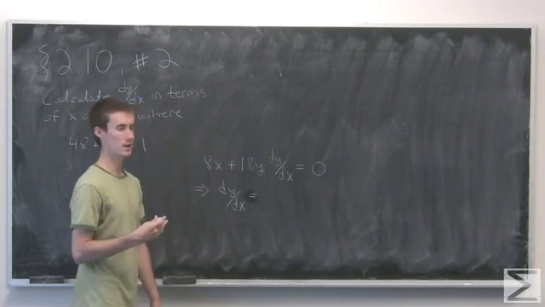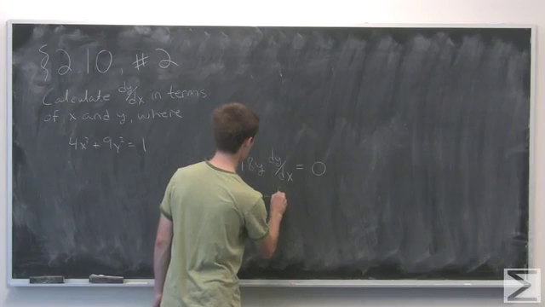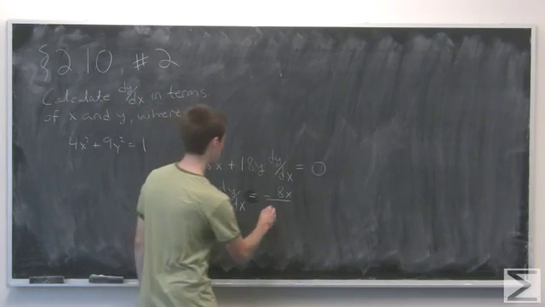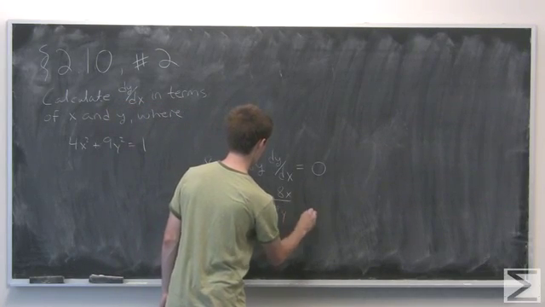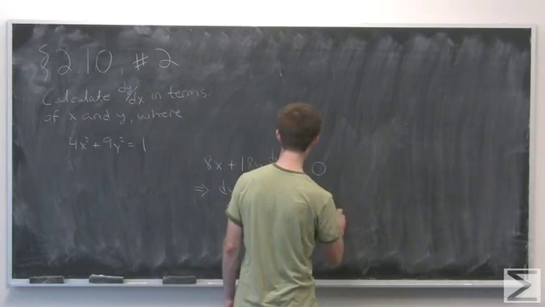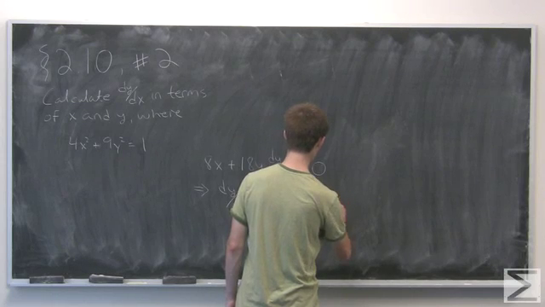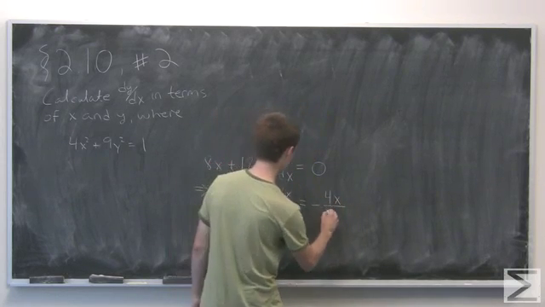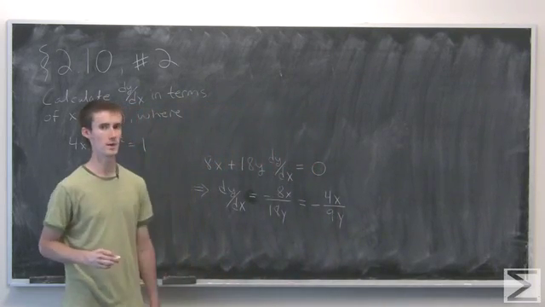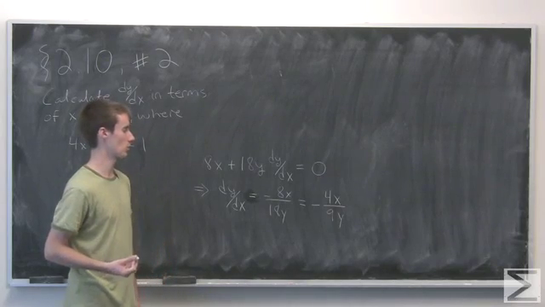If we move the 8x to the right-hand side, so minus 8x, and then divide by 18y. And finally, we can simplify. Divide both the numerator and denominator by 2, and we see that dy/dx is equal to negative 4x over 9y.